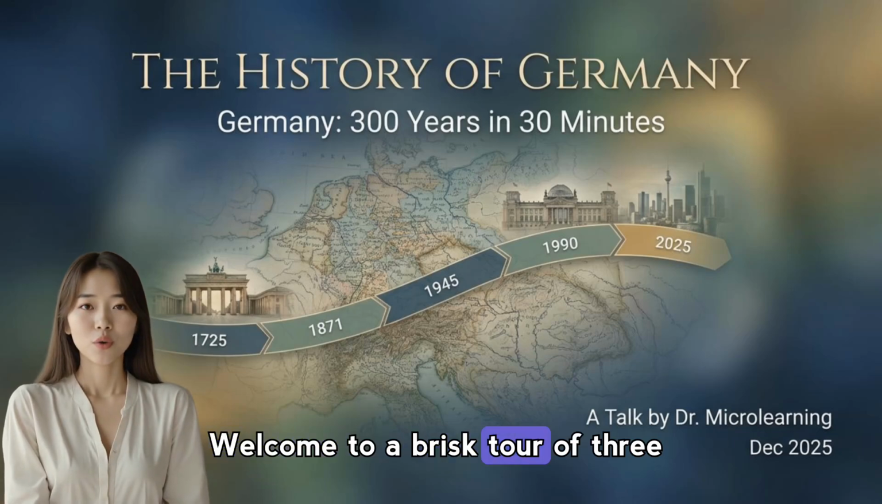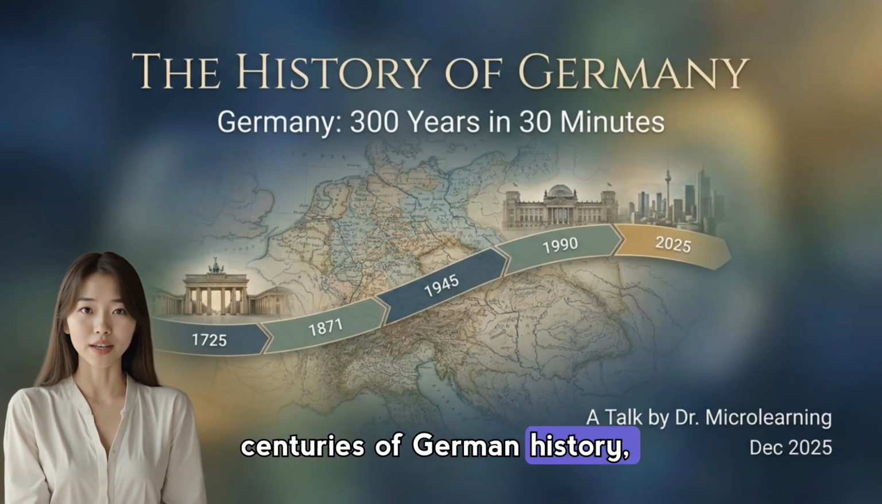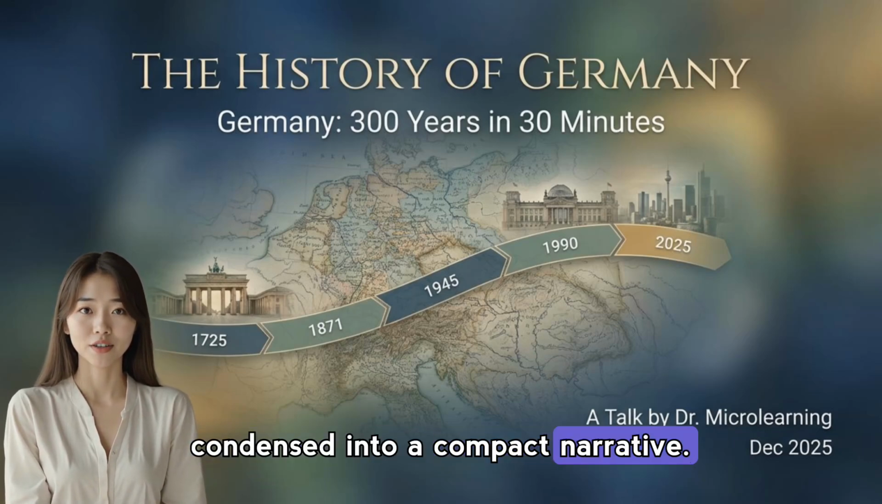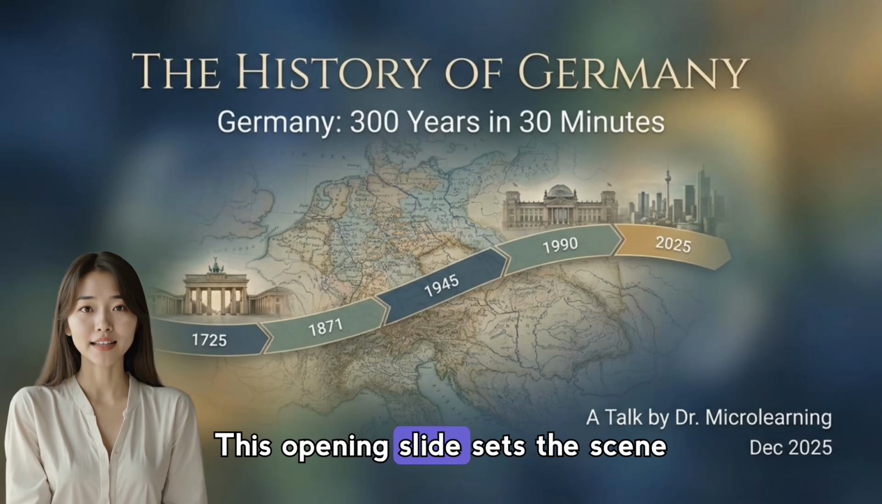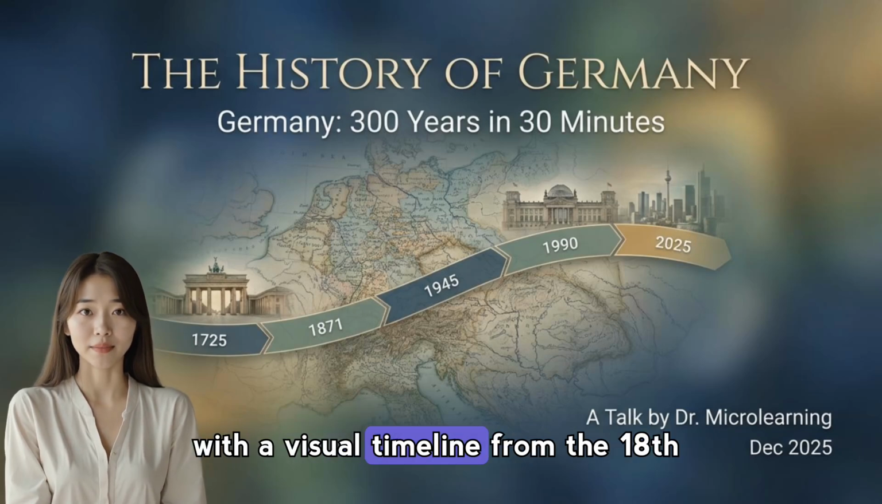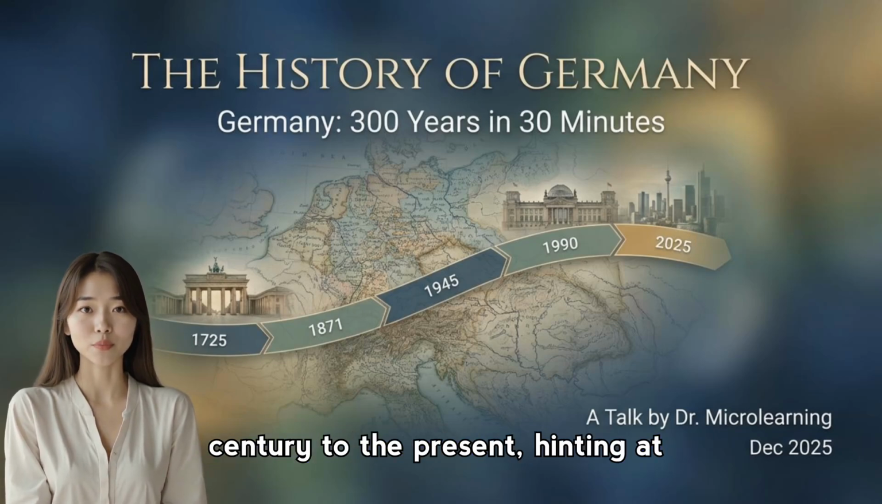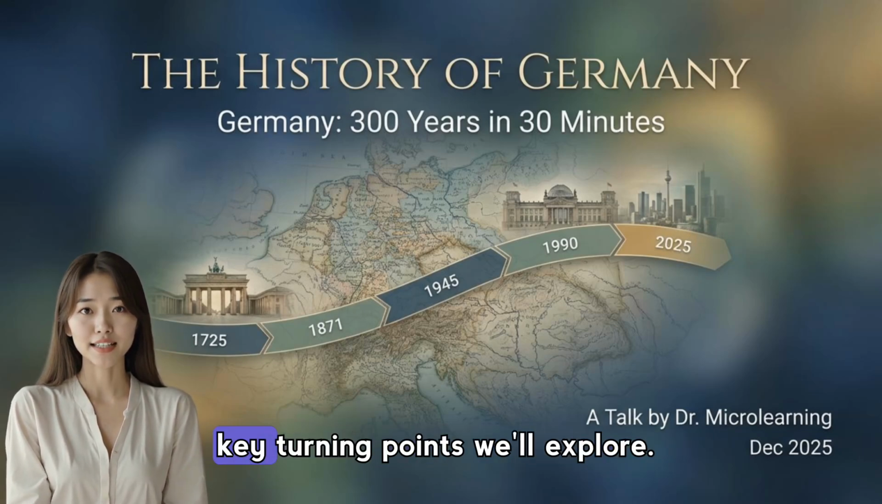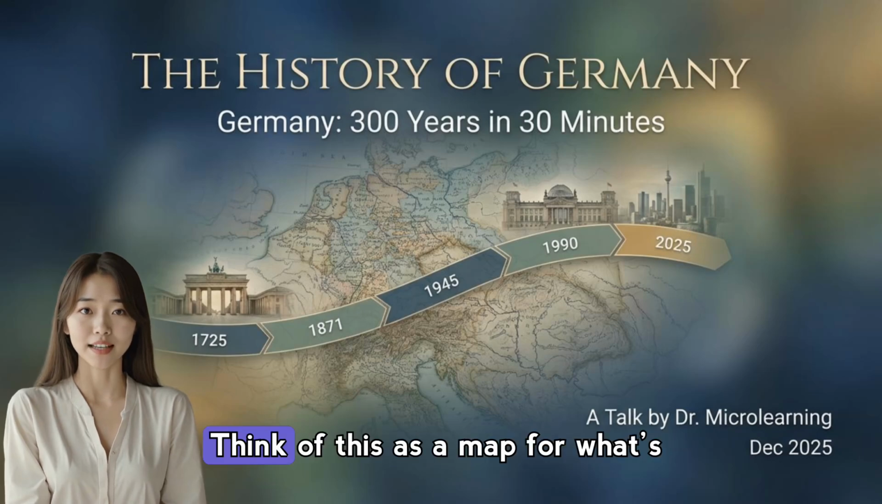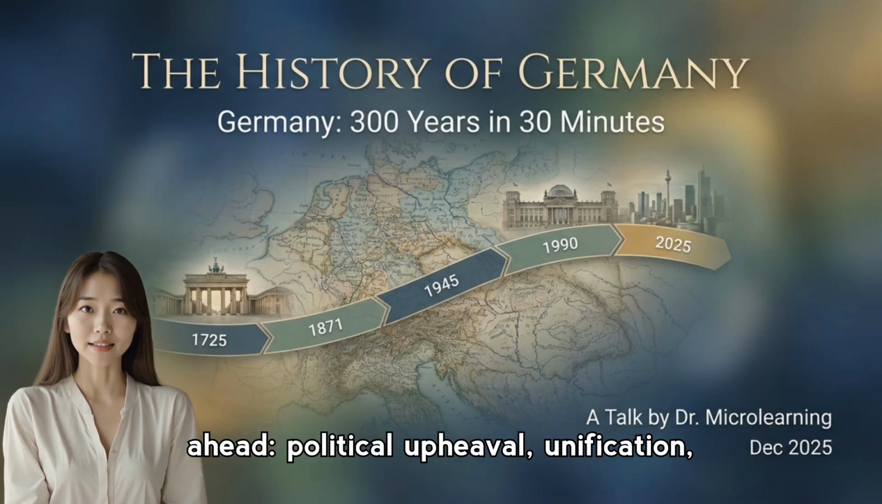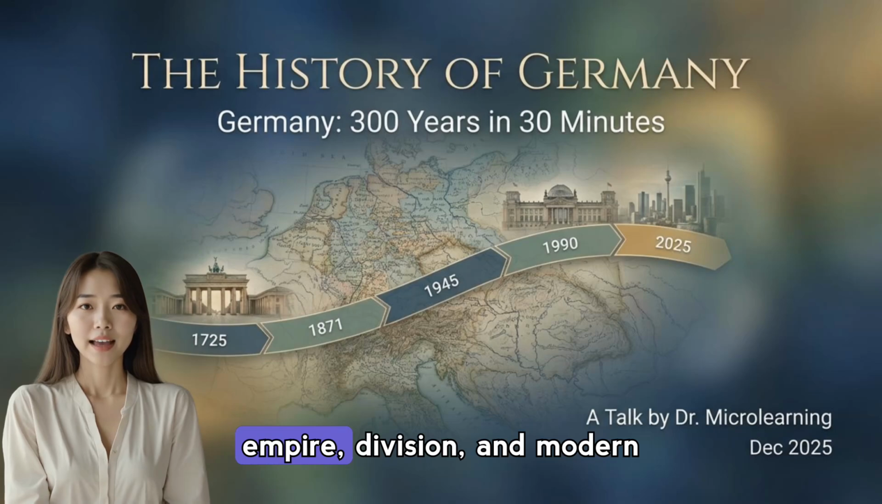Welcome to a brisk tour of 3 centuries of German history, condensed into a compact narrative. This opening slide sets the scene with a visual timeline from the 18th century to the present, hinting at key turning points we'll explore. Think of this as a map for what's ahead. Political upheaval, unification, empire, division, and modern renewal.